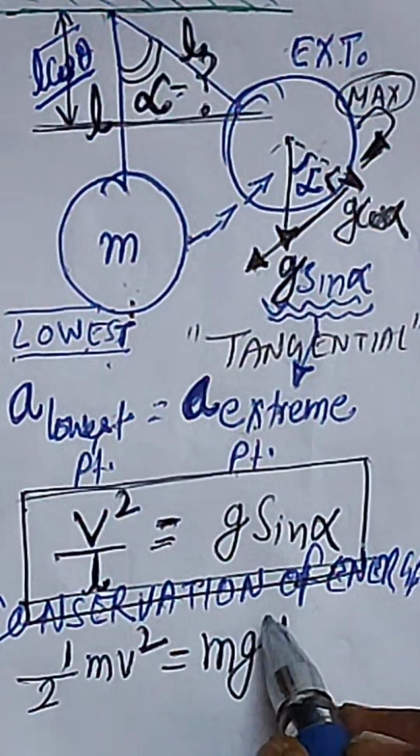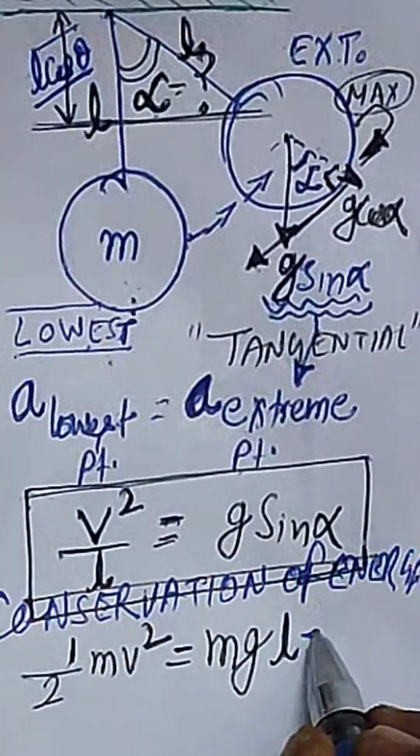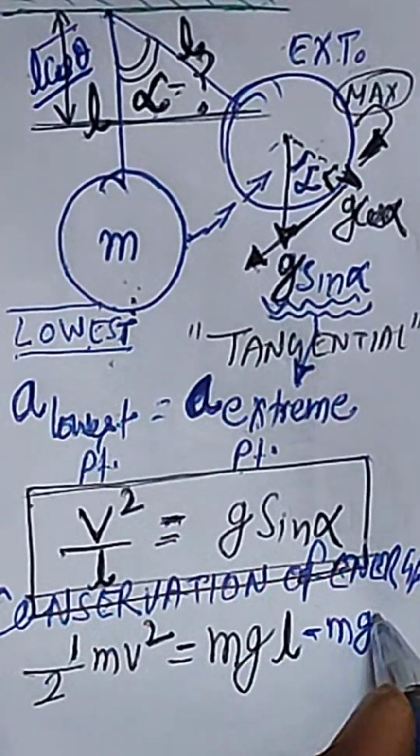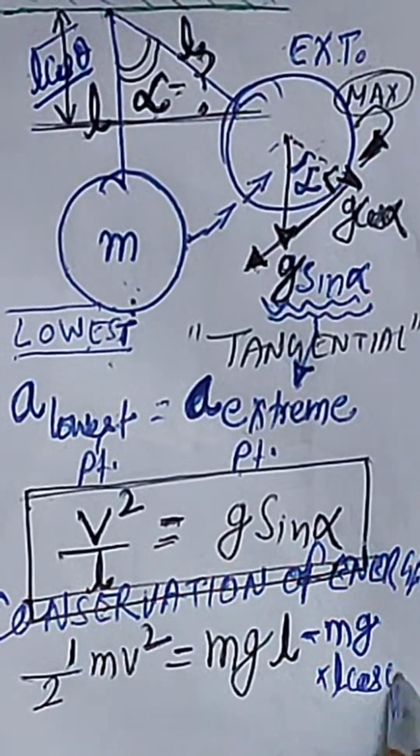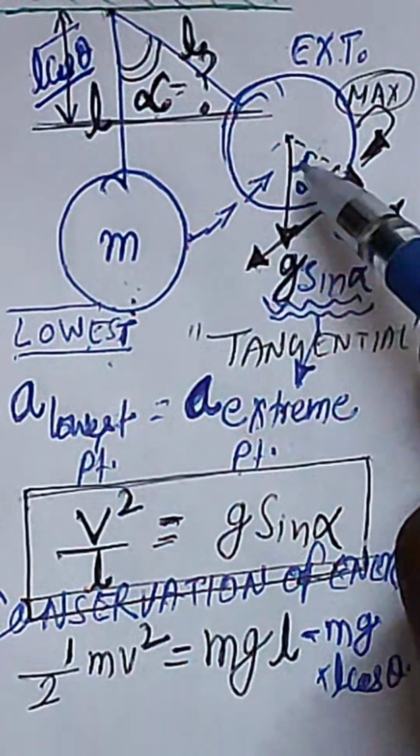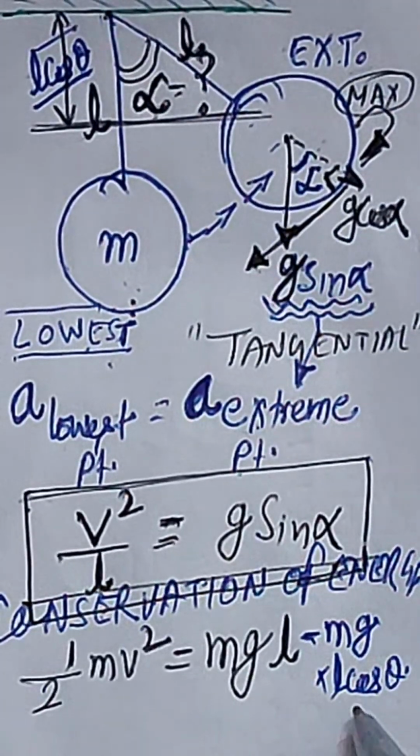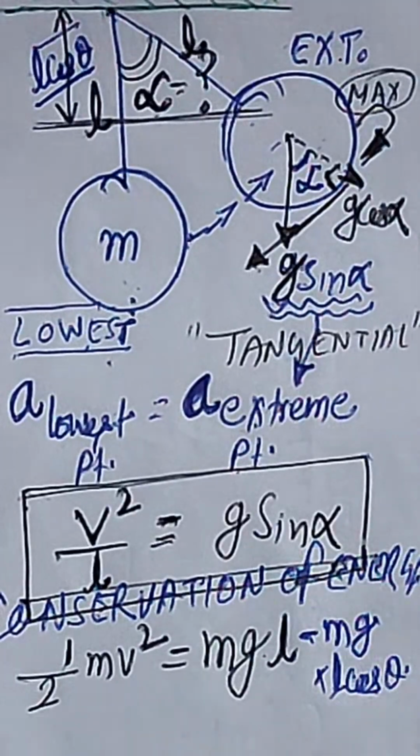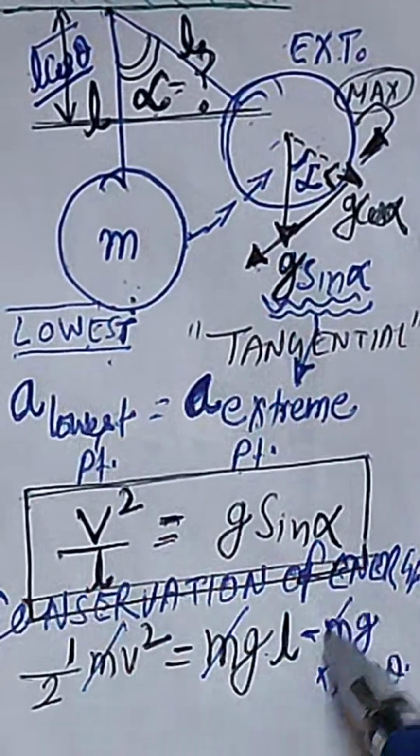So the potential energy at maximum height will be equal to mgl, and at the extreme position it will be equal to mg into l cos theta, isn't it? Because l cos theta is the height only over here. So the energy at this point is mgl minus mgl cos theta. So you can directly just deduct m from here, right?